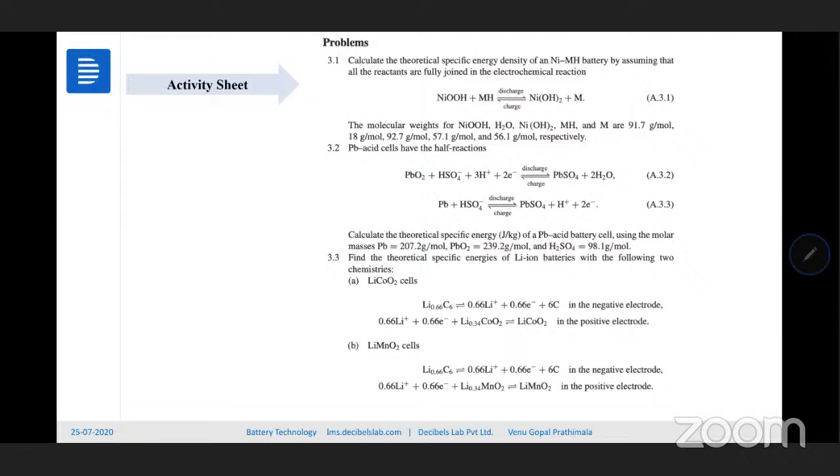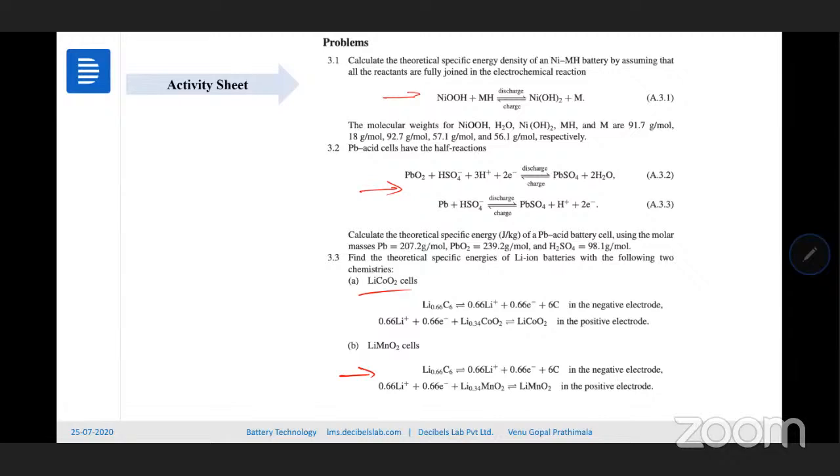So here is the activity sheet, and here are the problems. If you look over here, we have four problems in it. In the last week, we did the problem for lithium cobalt oxide cells. So what we shall do today is try it for nickel metal hydride, lead oxide, and lithium manganese oxide cells.